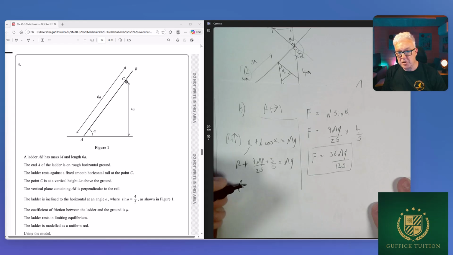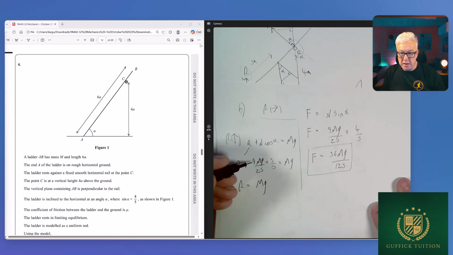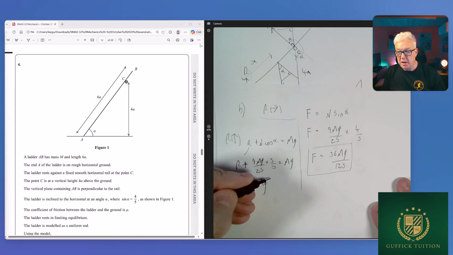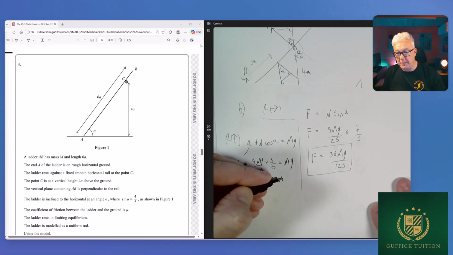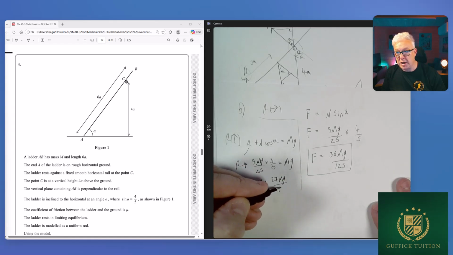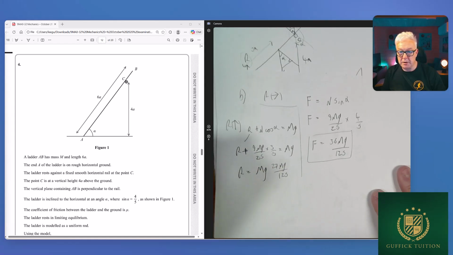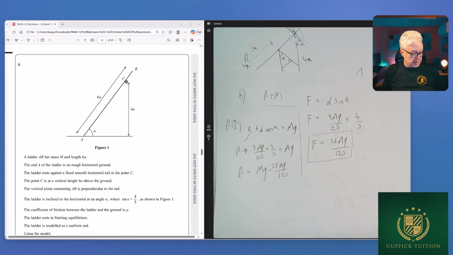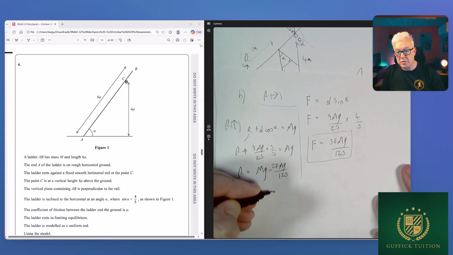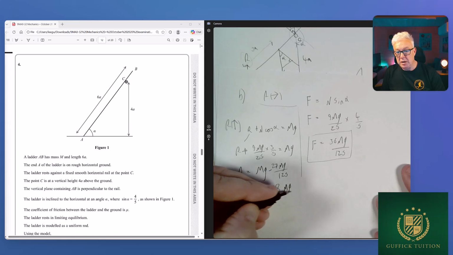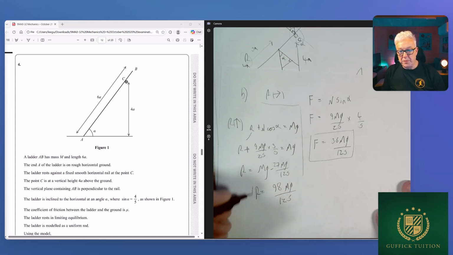So therefore we can find an expression for R now. So R is going to equal mg minus this whole thing here, which is going to be 3 times 9, so minus 27mg/125, like so. So there we go. Let's see what happens when we do that. So if we do 1 minus 27/125, we get 98/125. So R is equal to 98mg/125. Okay, well, we've pretty much got this cracked now.